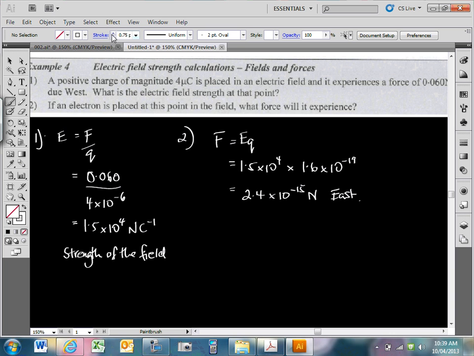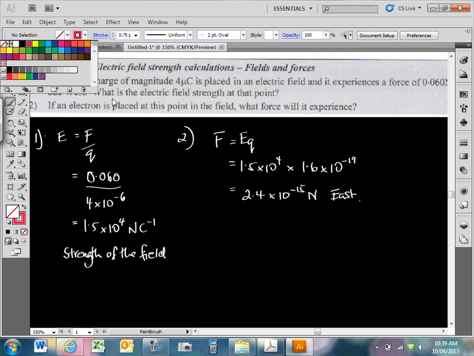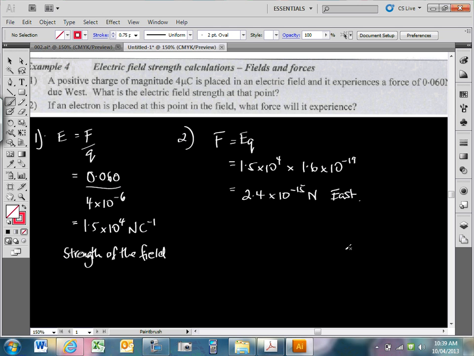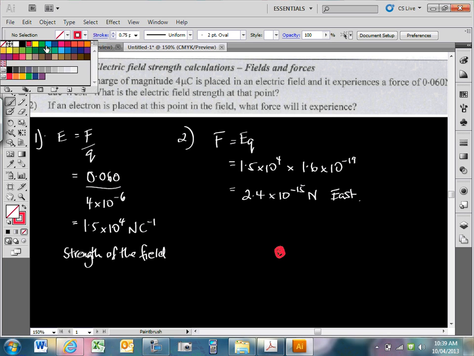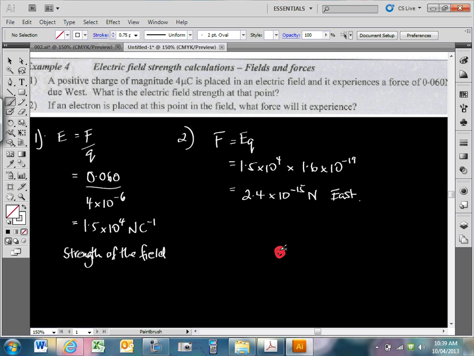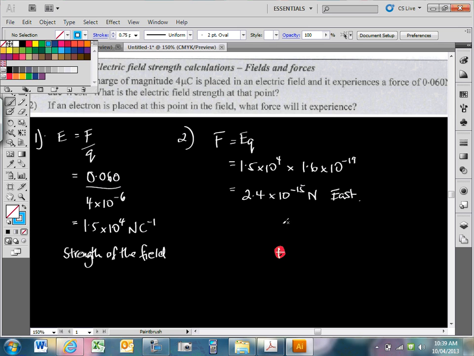Let's picture it. Please. Thank you. Too much talking. Equals F on Q. We've got a positive charge. Some positive charge. Thank you. Boys. Boys at the back. Thank you.